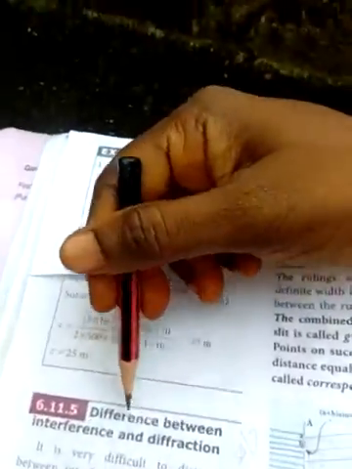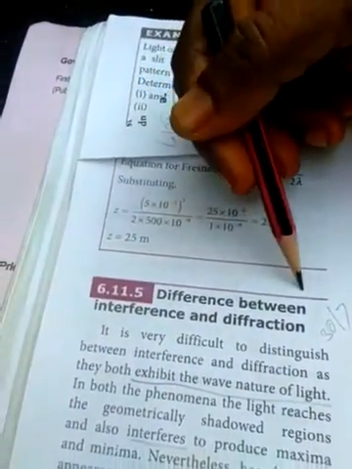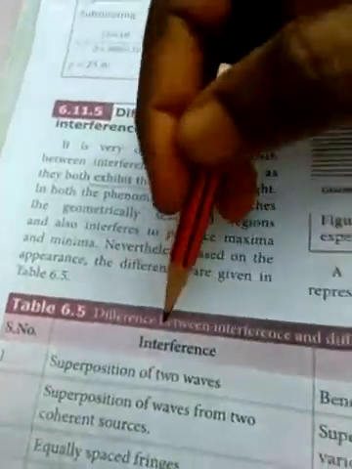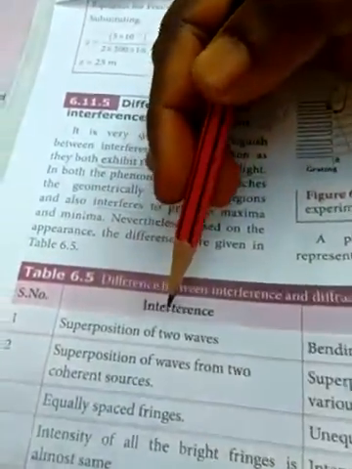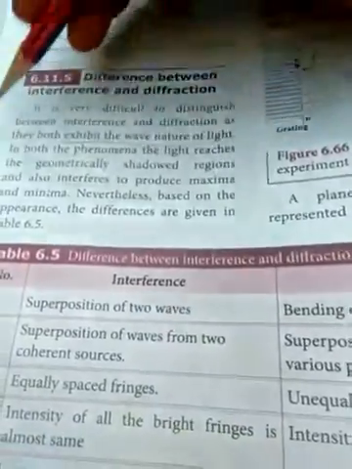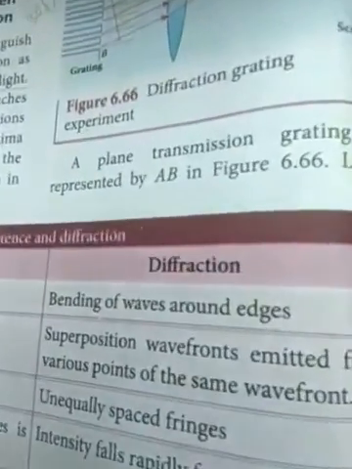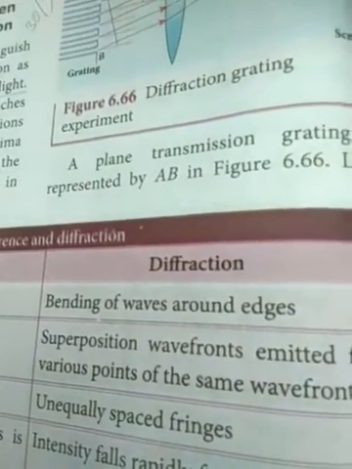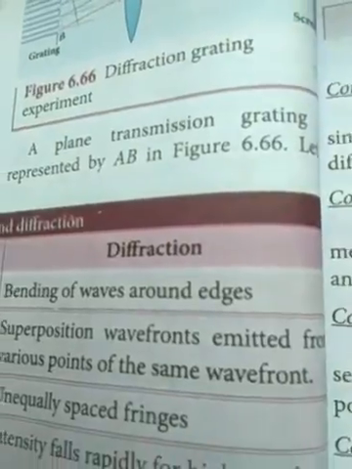Next, the difference between diffraction and interference. It is a very difficult topic, but I will give some points. Interference is always the superposition of two waves. Diffraction is the bending of waves. Diffraction means, as you studied in the last class, the bending of waves around the edges.